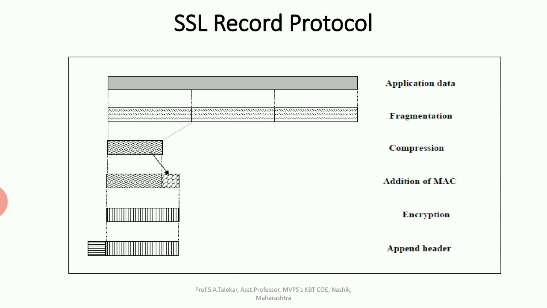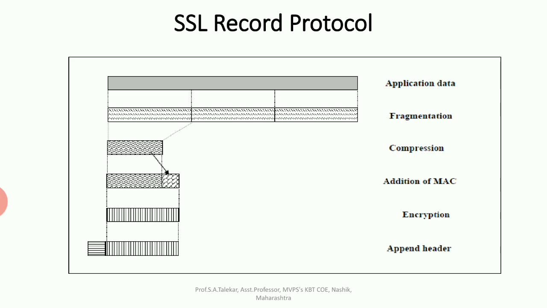Actually the SSL record protocol provides two services for SSL connections. The first one is confidentiality. The handshake protocol defines a shared secret key that is used for conventional encryption of SSL payloads. And the second service is message integrity. The handshake protocol also defines a shared secret key that is used to form a message authentication code, MAC.